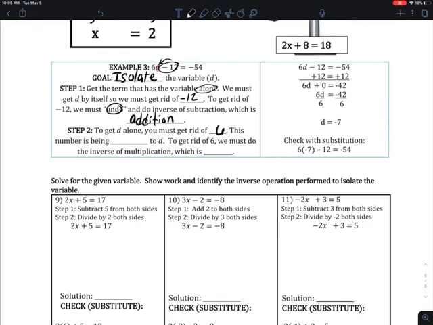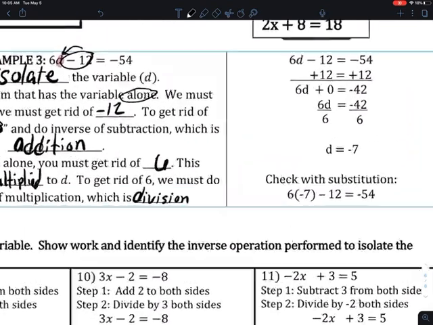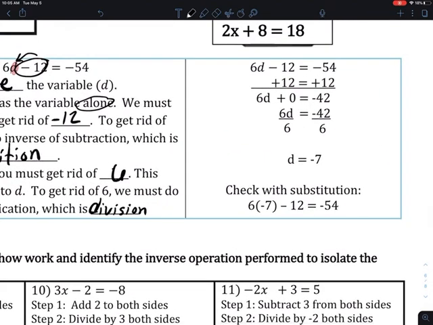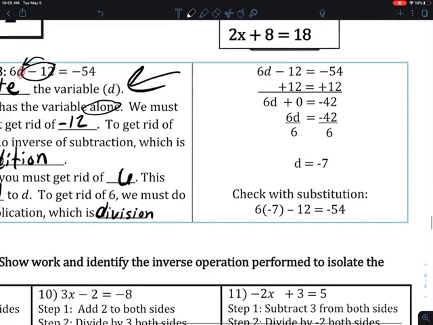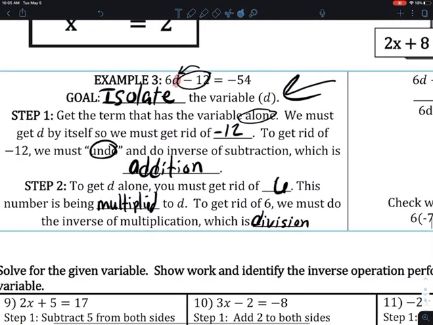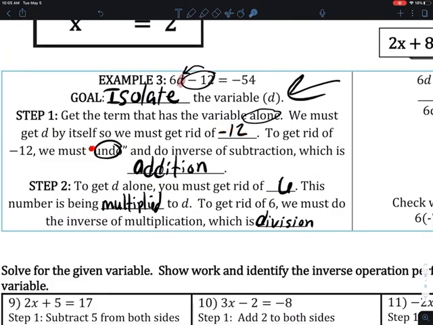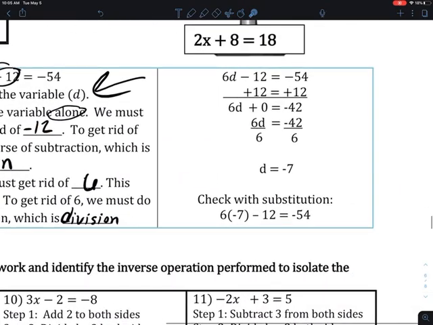This number is being multiplied. To get rid of 6, we must do the inverse of multiplication, which is division. Here's the example as we were doing it. As we were writing it over here on the left, explaining it verbally, they were doing it over here. We first said to get rid of this negative 12, we must do the opposite, which is the addition, which is what they did.